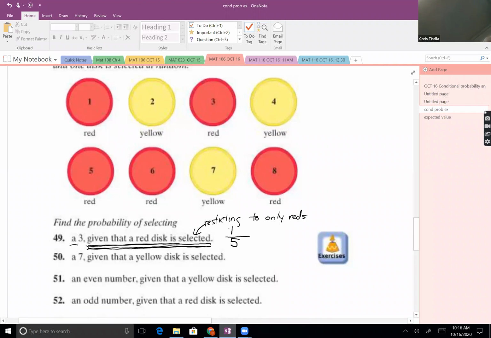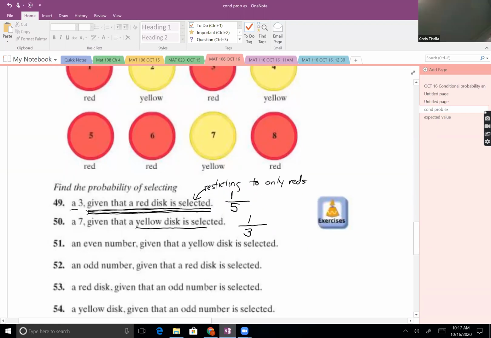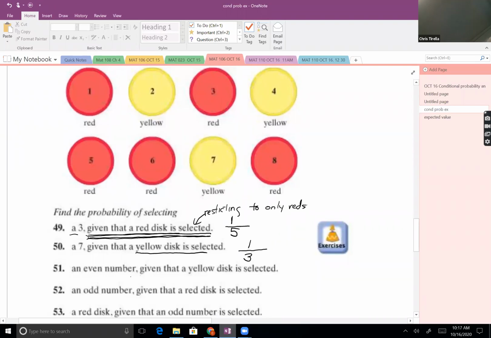How many of those 5 have the number 3 on them? 1. This time, next question, I'm only looking at the yellow discs. If I'm only looking at the yellow discs, how many are there? 3. And of those 3 yellow discs, how many have the number 7 on them? 1. 51 says, what's the probability I get an even number given that it's a yellow disc? So we're only looking at the yellow disc. 2 over 3.